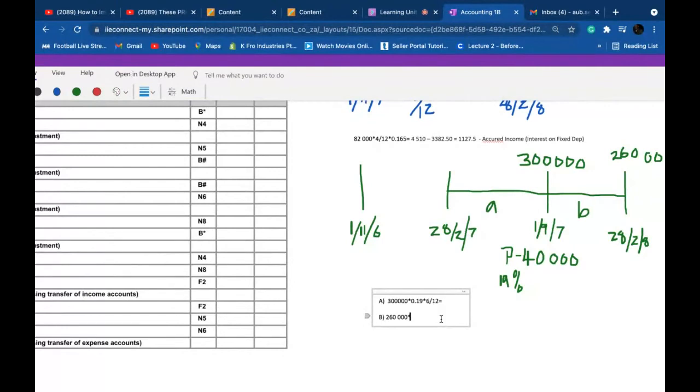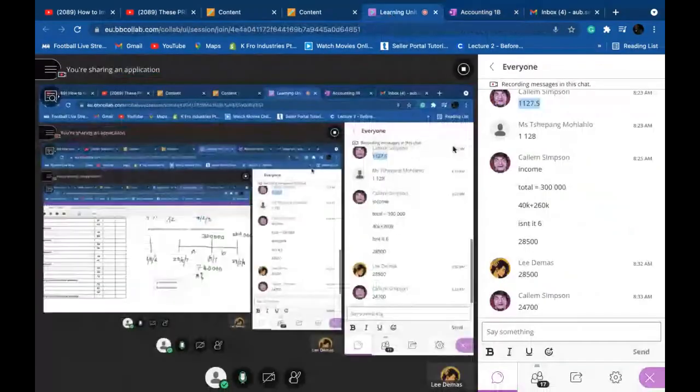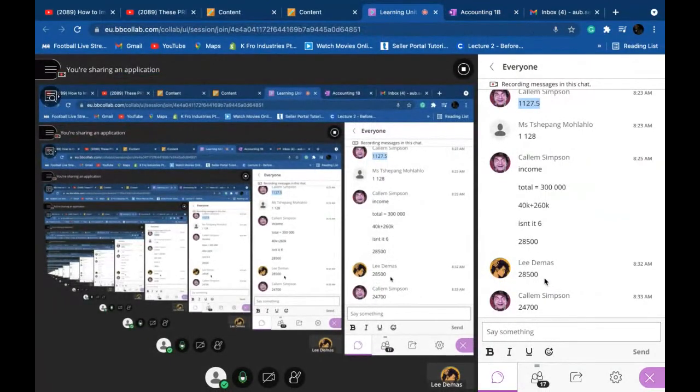I heard something go off in the chat, so I'm sure someone has an answer for me for the first one. Times 19%. Our interest rate hasn't changed. But this time, how many months do we have? We have September, October, November, December, January, February. That's another 6 months. So what do we get there? You guys can quickly calculate both of those.